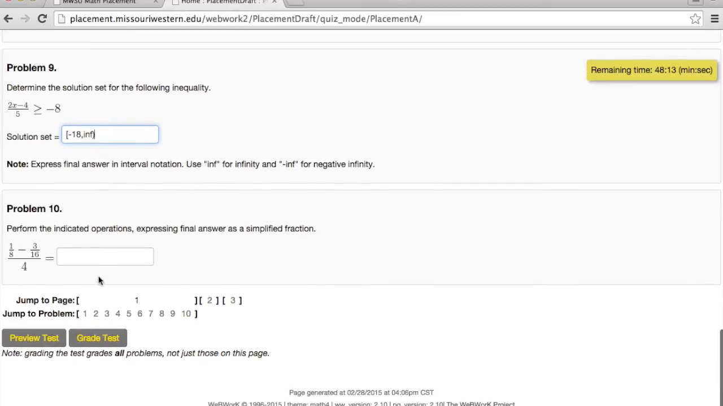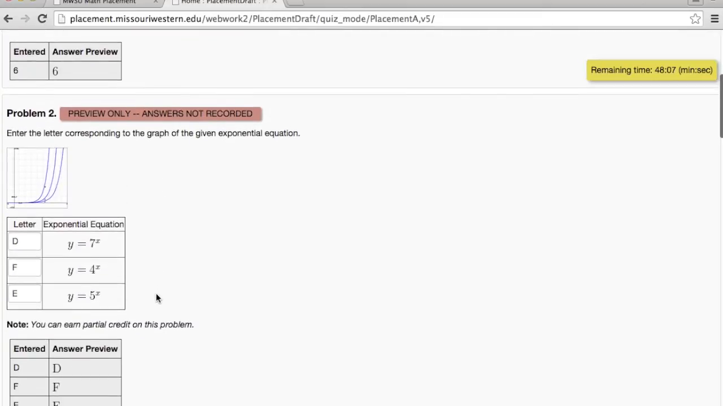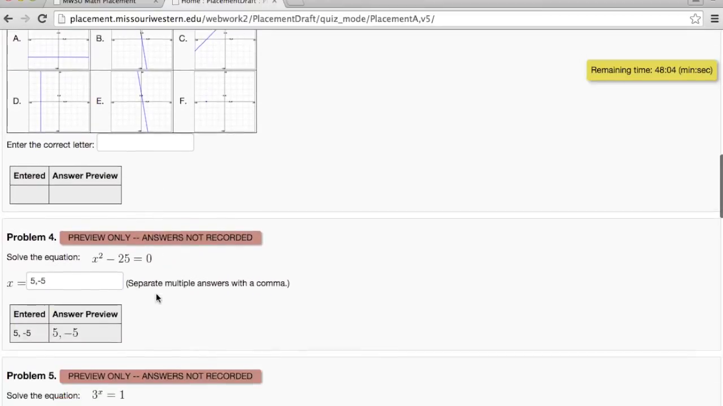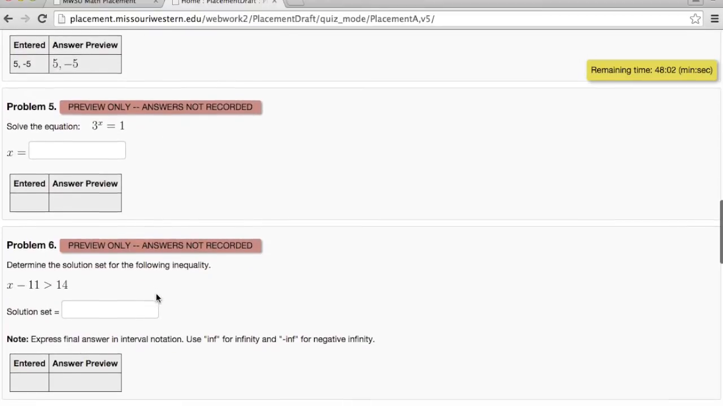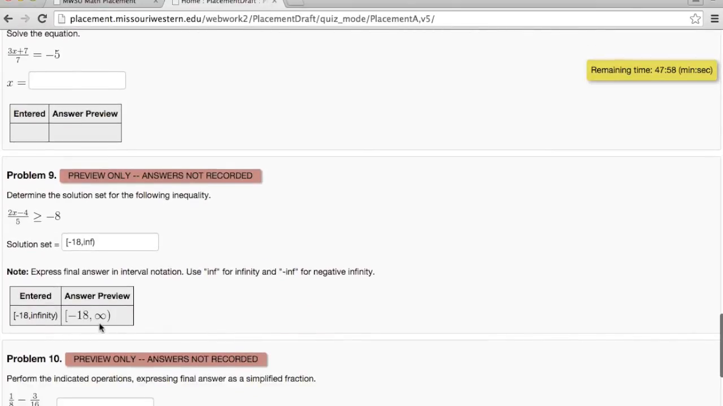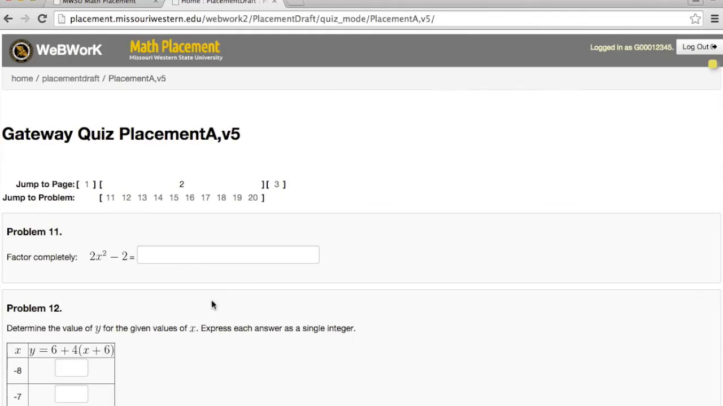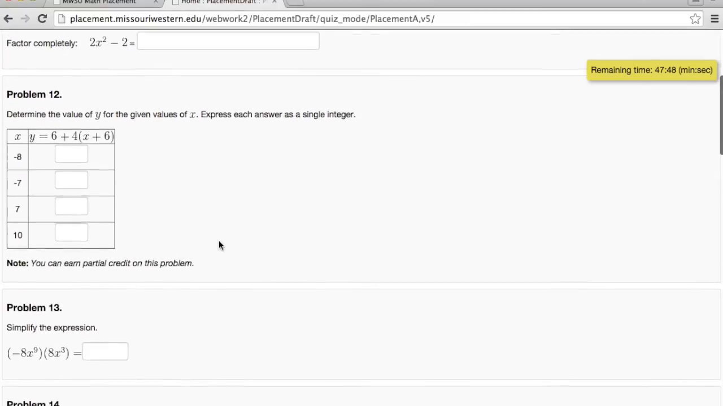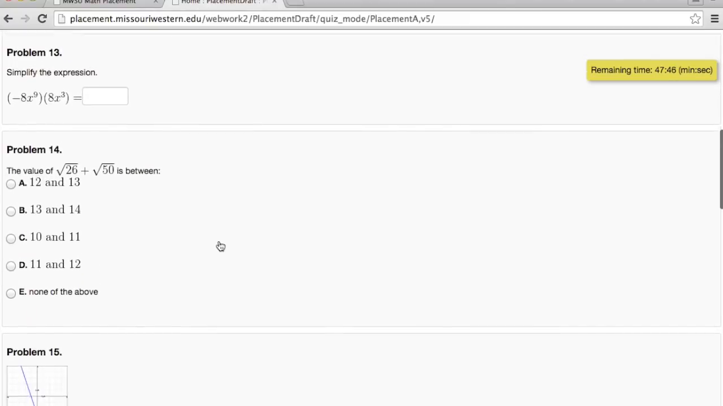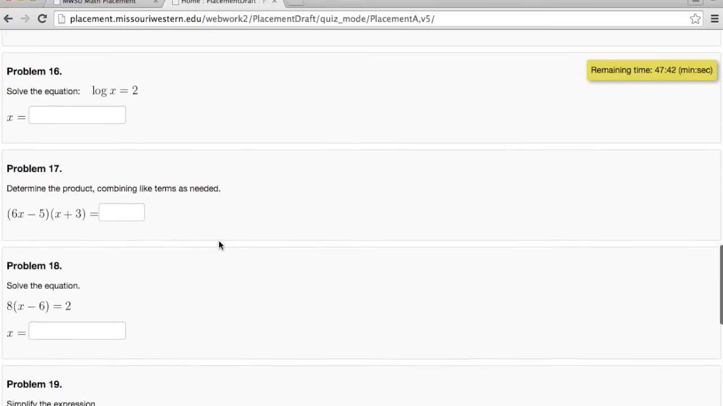In each one of these, we can click on Preview Test. Preview Test takes our inputs and renders what the computer thinks we're saying. So here, with my INF, you can see that it's converted into infinity. There's 3 pages that you need to click on. And you can see that there's various types of questions.